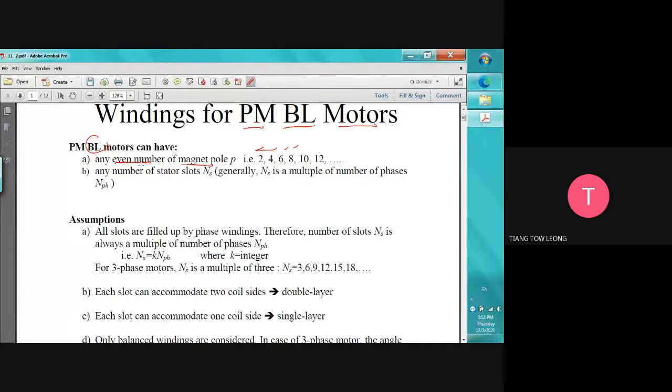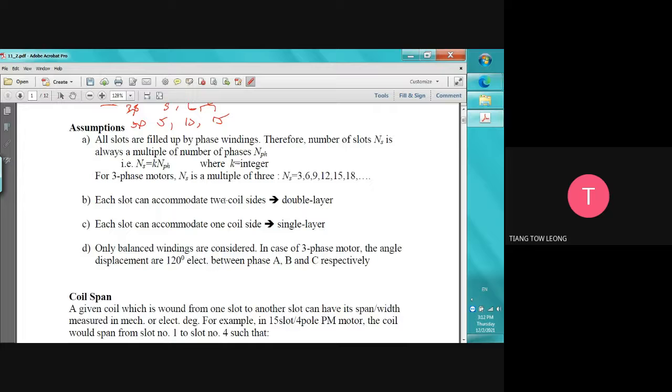And then any number of stator slots NS is generally a multiple of the 3 phases. Which means if we want a stator slot, it can be 3, 6, 9. If it is 3 phase. If it is 5 phase, it must be 5, 10, 15, a multiple of it. The assumption is all slots are filled up by the phase winding. Therefore, the number of slots NS is always a multiple of the number of phases, so NS equals K times NPH.